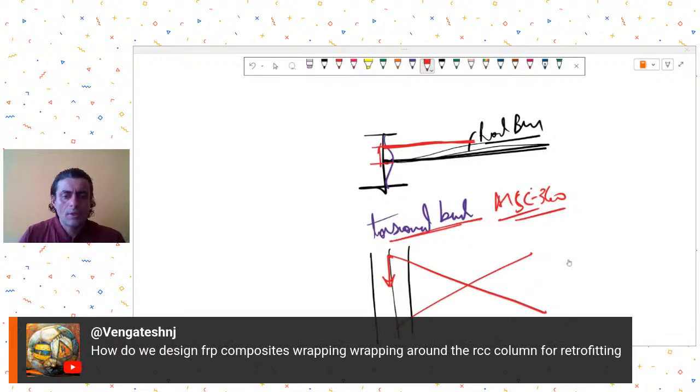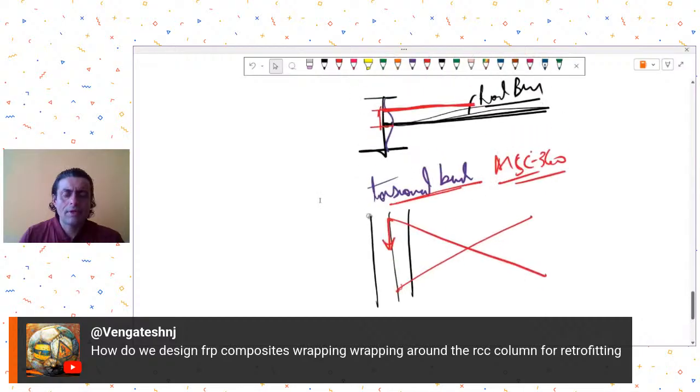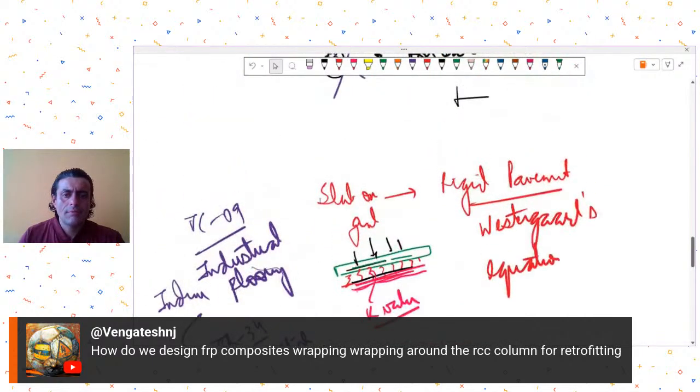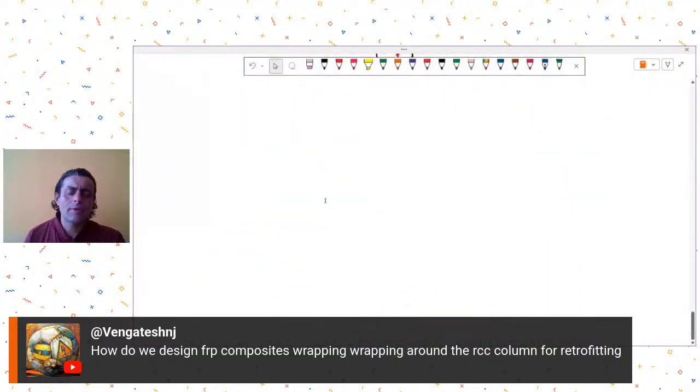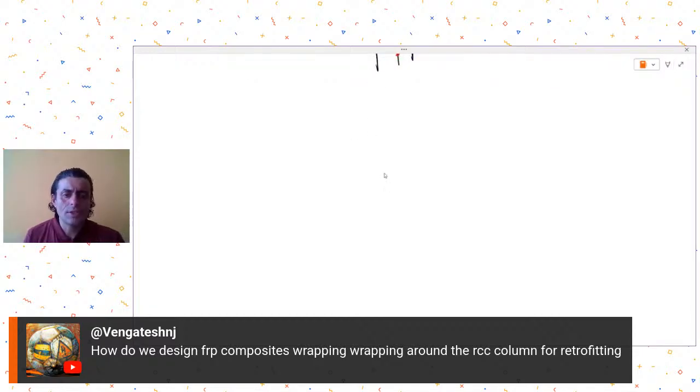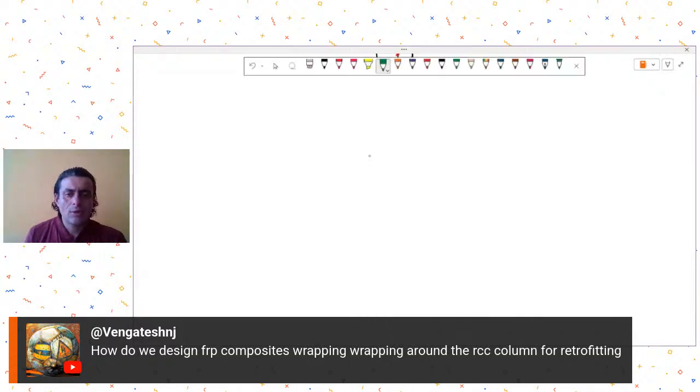Good point. Mr. Venkatesh is asking, how do we design FRP composite wrapping around the RCC column for retrofitting? I don't know. I have never done it. Most of the times there are literatures. The retrofitting agencies, the material producers, provide technical documents which structural engineers use. But other than that, how to exactly do the design, I don't know.